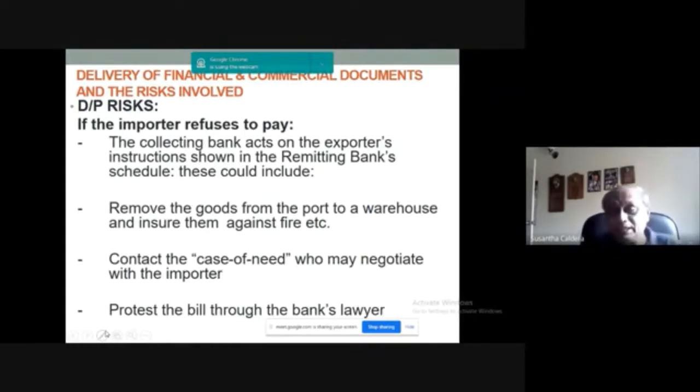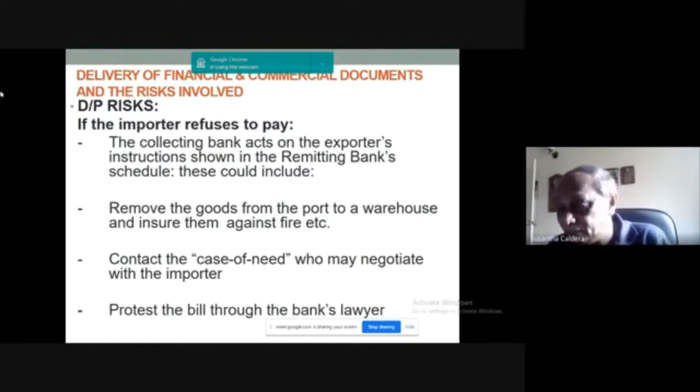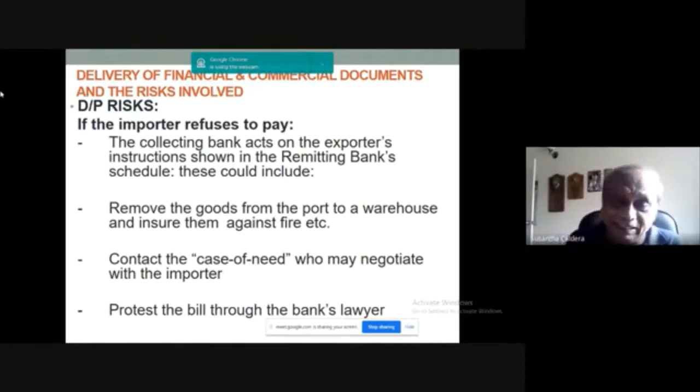Noting and protesting. Noting and protesting means we first will have to get the bill of exchange noted by a notary public. Every bank has a notary public. Your legal department must have a notary public, that is a lawyer with a notary license.